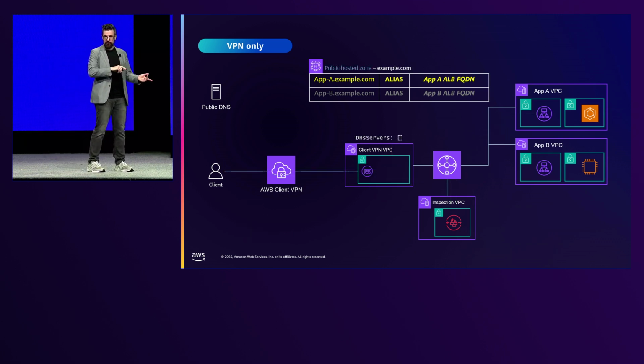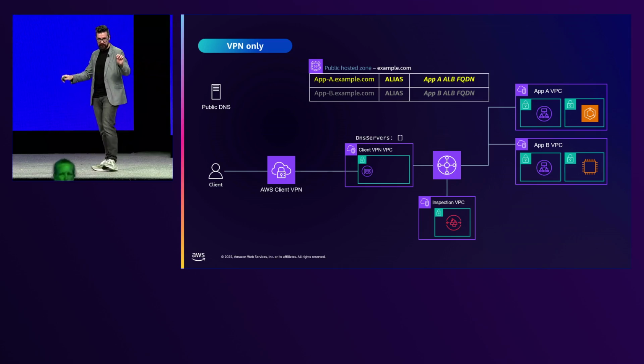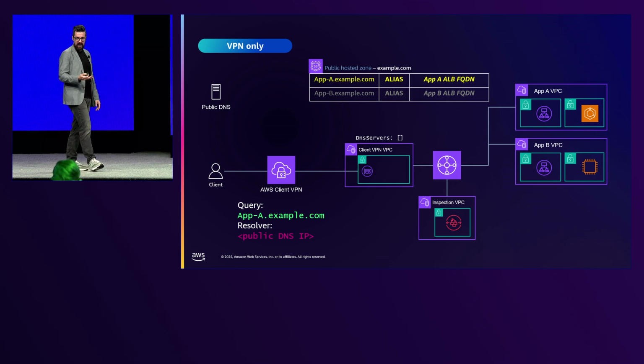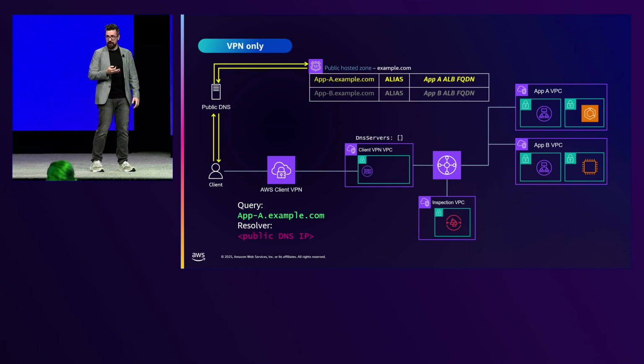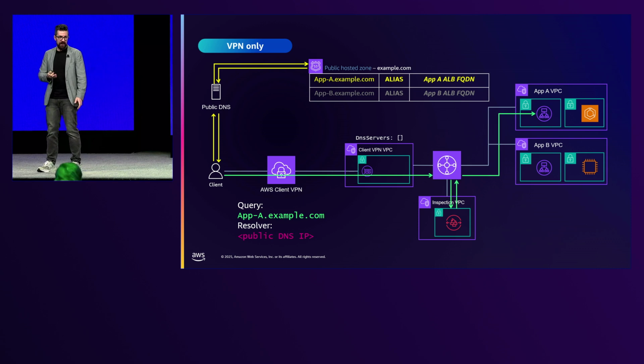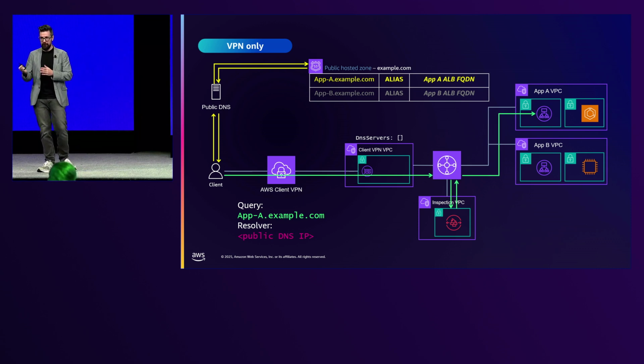Now, I could also not specify a DNS server. And if I do that, then I will use whatever my local public DNS resolver is. So in this case, I'll query appa again. I'll go to a public hosted zone that has the records for example.com here. Once again, my traffic will go through over my VPN.